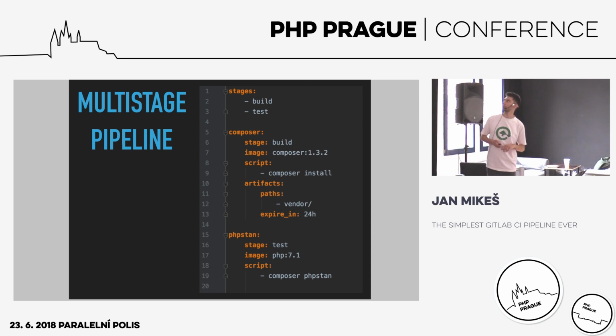So if we wanted multi-stage pipeline, this is how our config can look like. I'm sure you were listening to talk about PHPStan today. And this is, for example, how our pipeline could look like with simple testing with PHPStan. It's 19 lines of code. Again, it's easy.